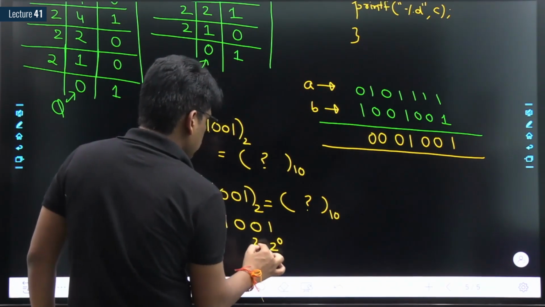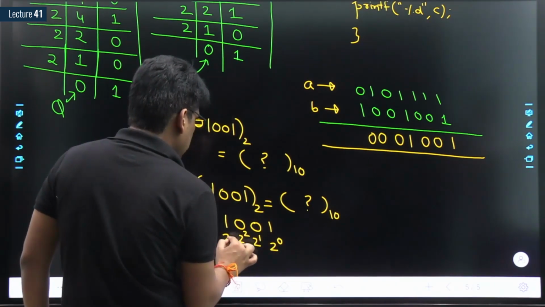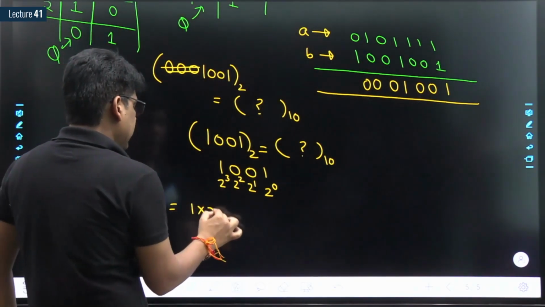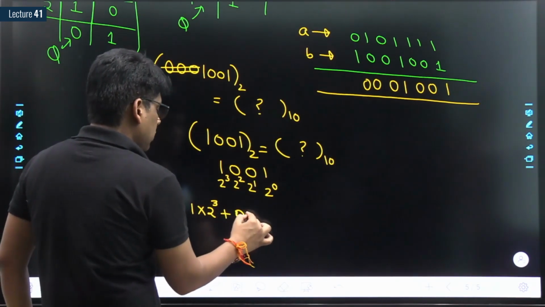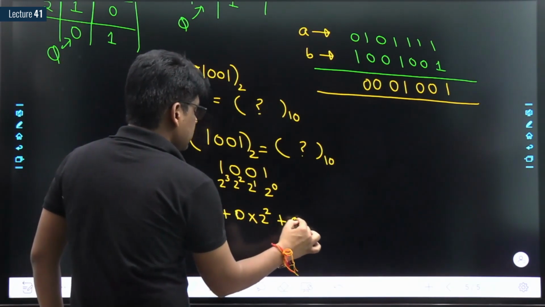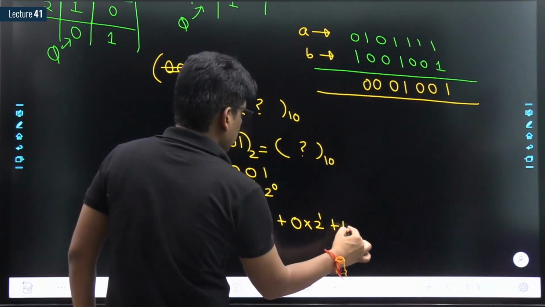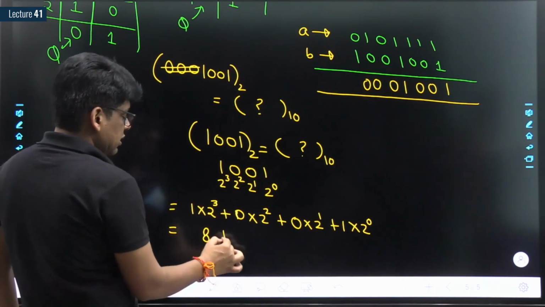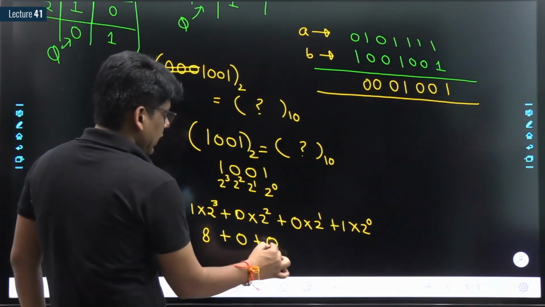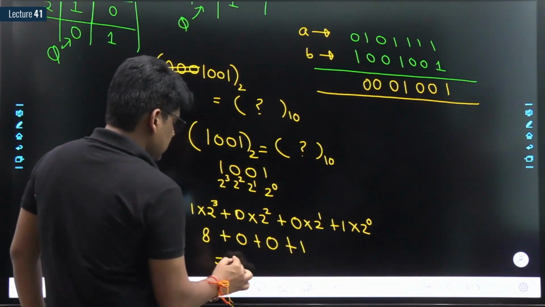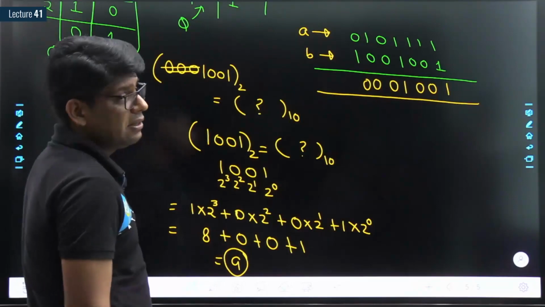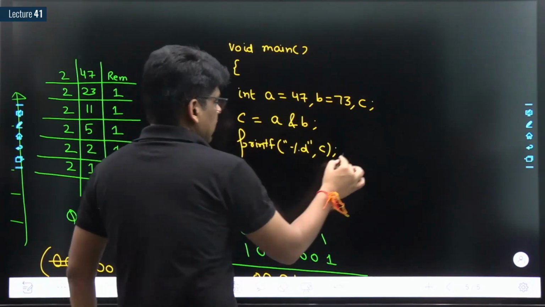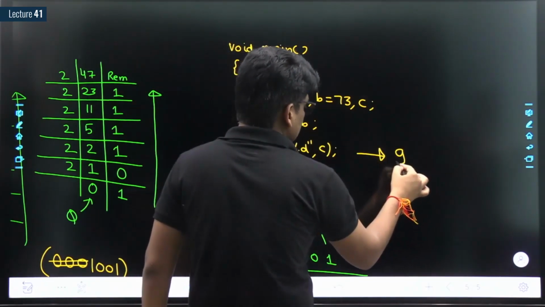Sir, 1, 0, 0, 1. Powers of 2 will be used. 2 to the power 0, 2 to the power 1, 2 to the power 2, 2 to the power 3. That means, sir, face value multiplied by place value. What is the answer? Sir, 8. See, 0 multiplied by anything is 0. 1 into 1 is 1. That means 9 is the value that goes inside C. That means what is the result of C? Printing C. Sir, the result is 9.